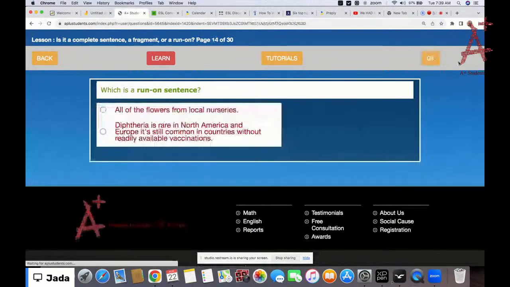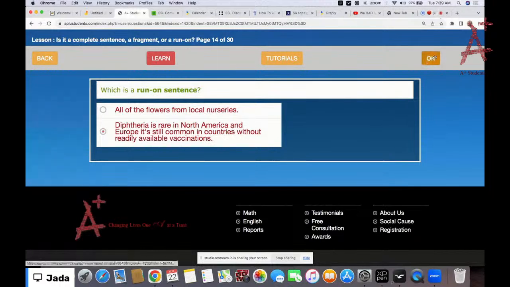Okay, so run-on sentence again. I love the flowers from local nurseries. Okay, and in Europe it's common in countries without readily available vaccination. So what's the best now? Run-on. So it should be this one, the second one.